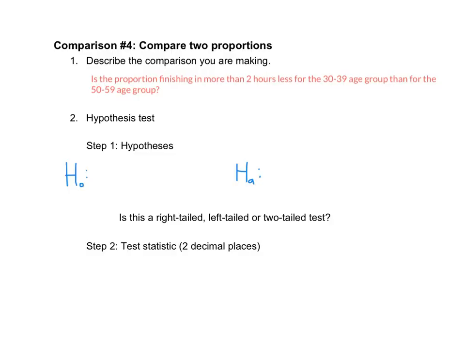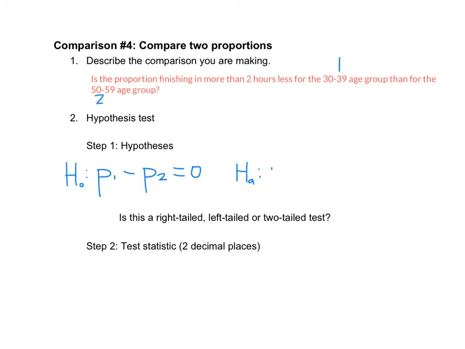Comparison number 4 is comparing two proportions, and the question that gives this comparison is: is the proportion finishing in more than 2 hours less for the 30 to 39 age group than for the 50 to 59 age group? Writing down the hypotheses, the null is always that there is no difference, so we are going to take the difference between the proportion of the first population minus the proportion of the second population and say that that is 0, where we use 30 to 39 as group 1, and 50 to 59 as group 2.